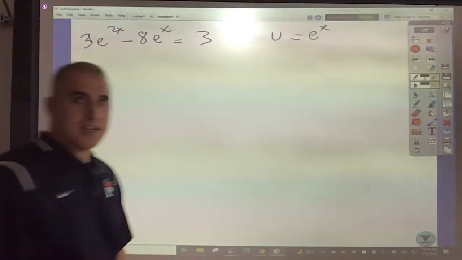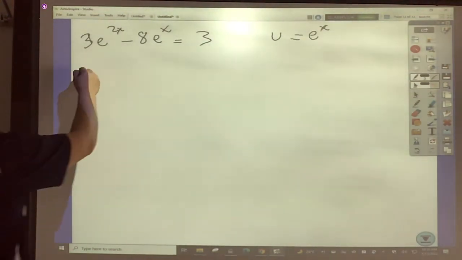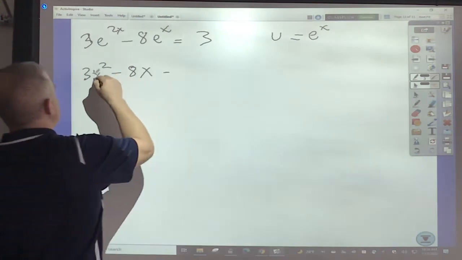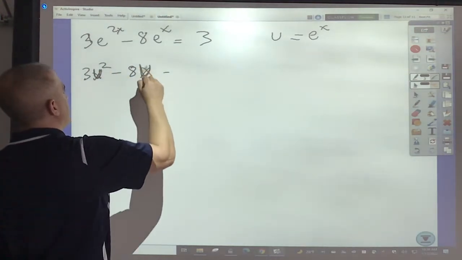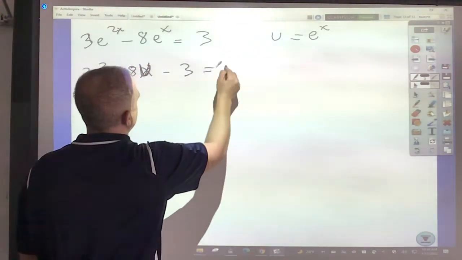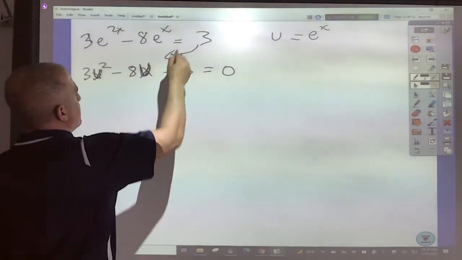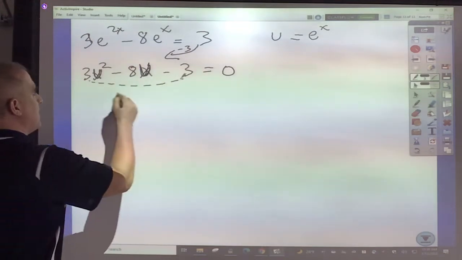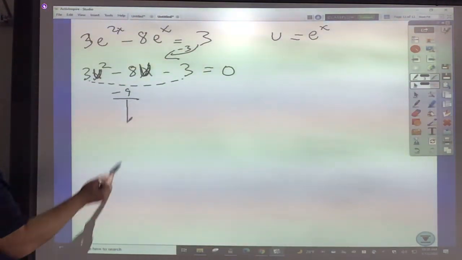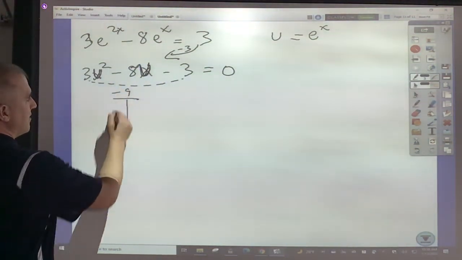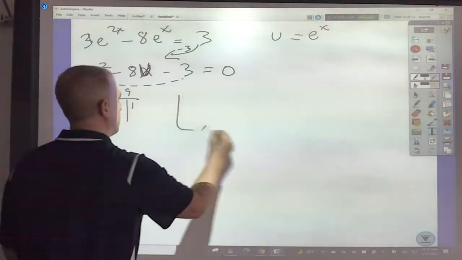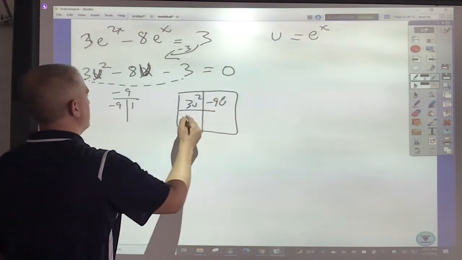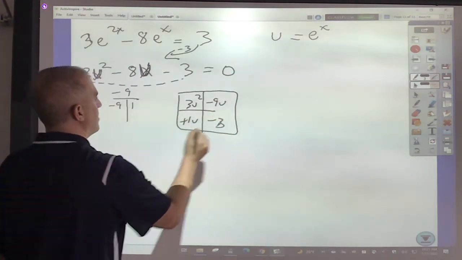You'll use that in calculus a lot. It's called u substitution. So 3u squared minus 8u, minus 3 equals 0, because I would move that 3 back over by subtracting. So what I would do is multiply that, and I would get -9. What are the factors of -9 that would give me -8? That's -9 and 1.